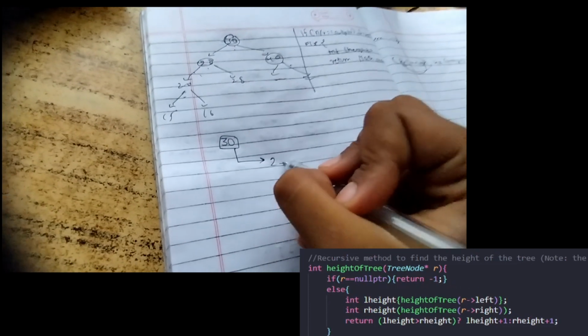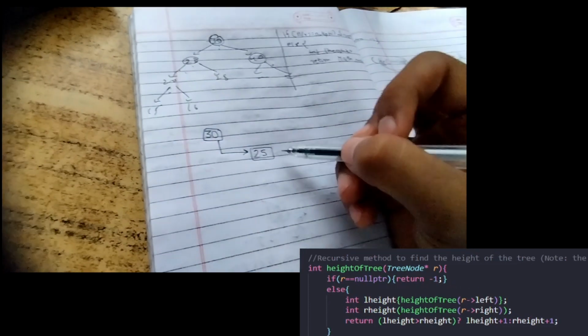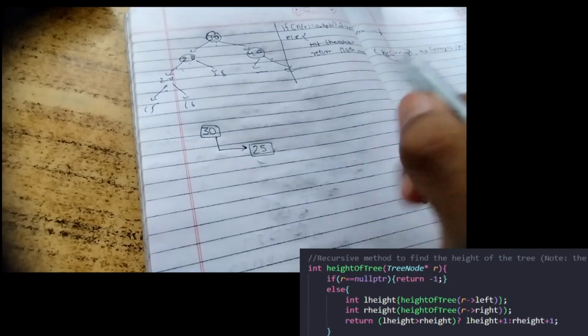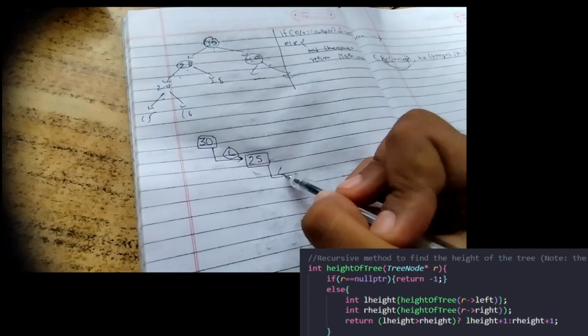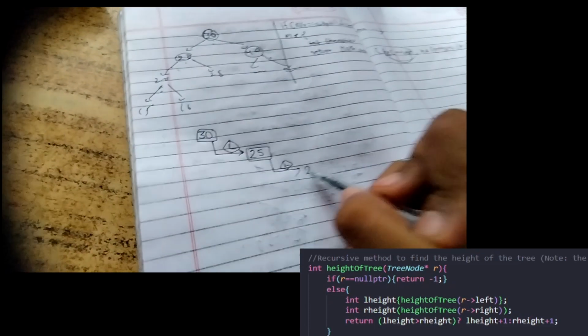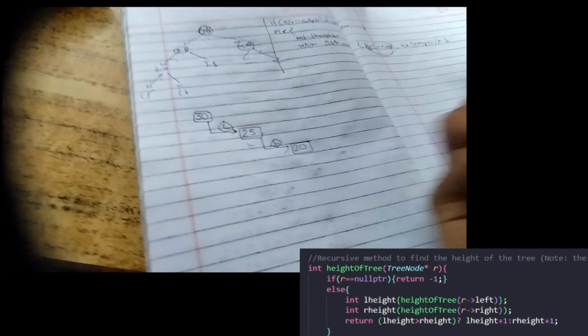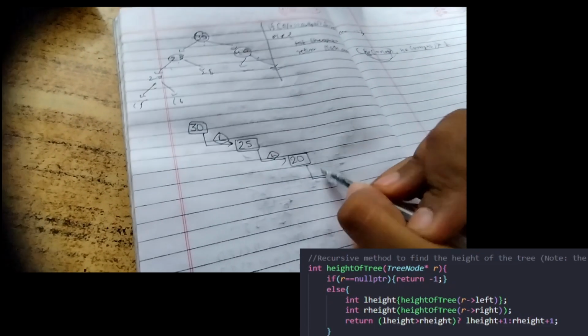Is it a null pointer? No, because we have a valid node. We go to the left again. We go to 20. Is it still valid? We are still valid. We go to left again.